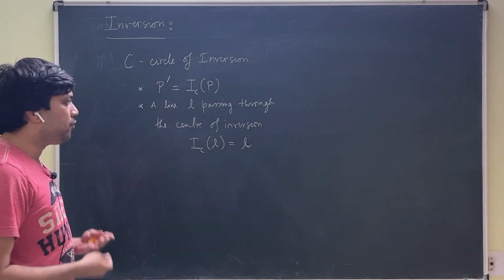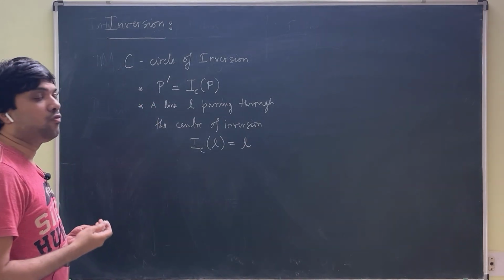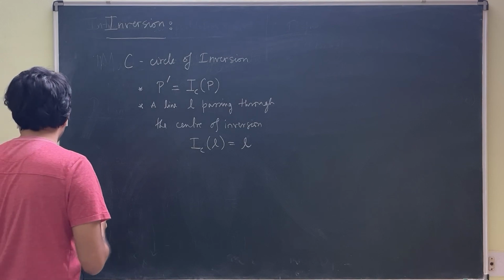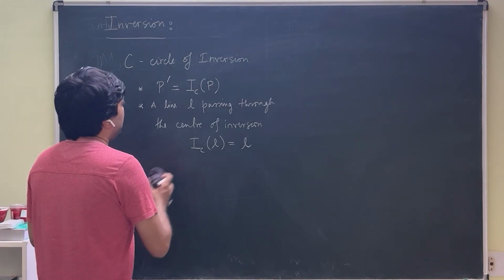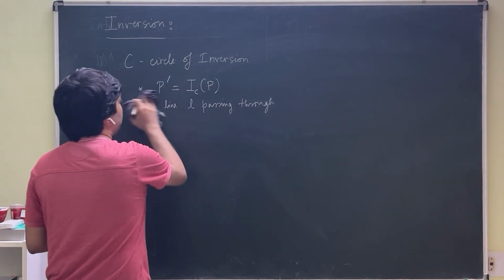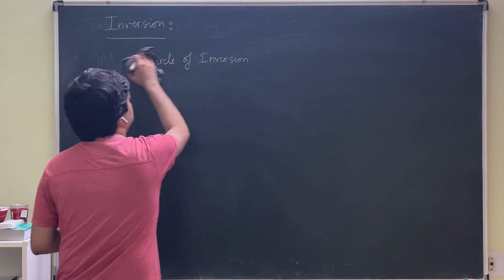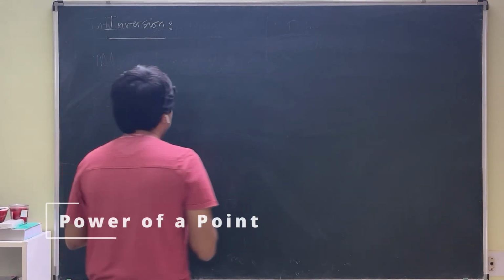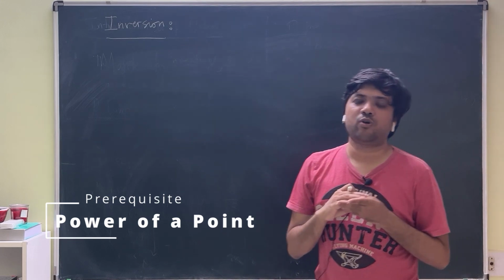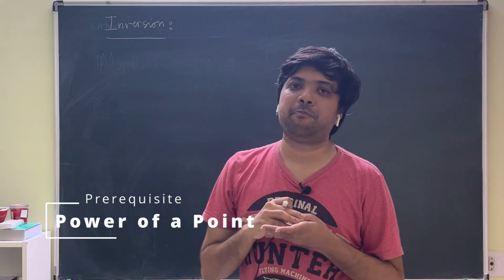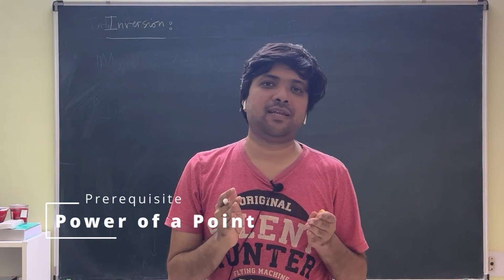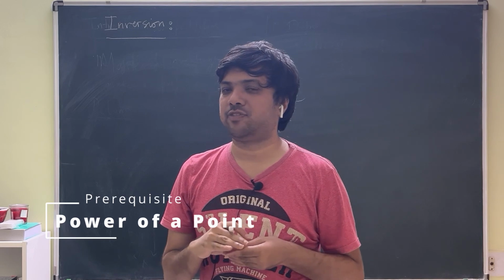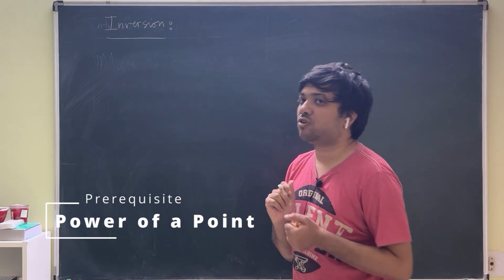Now we want to go further and see what happens to various other geometric objects under the circle of inversion. Before we do that, we want to discuss a quick prerequisite that's required to understand the next few parts. The prerequisite is what's called the power of a point.